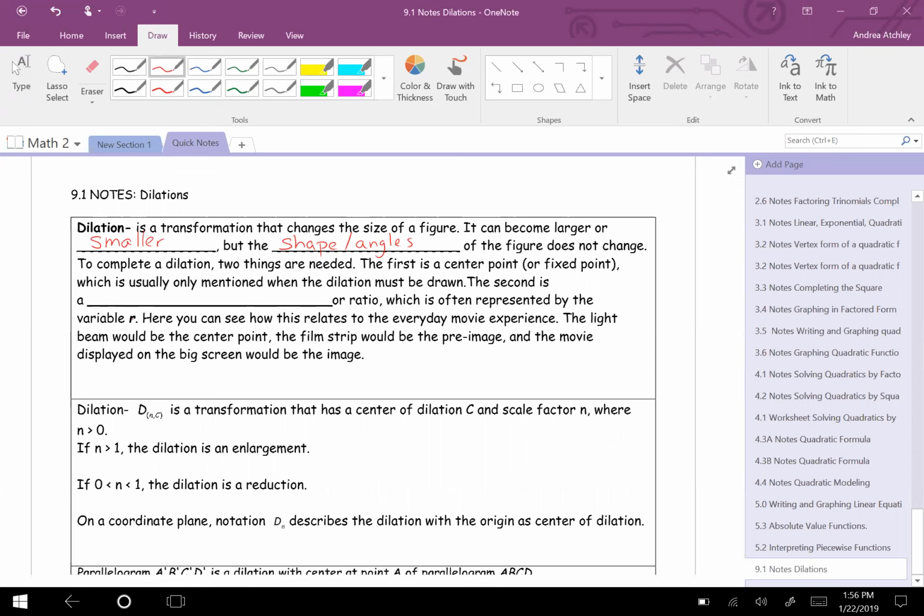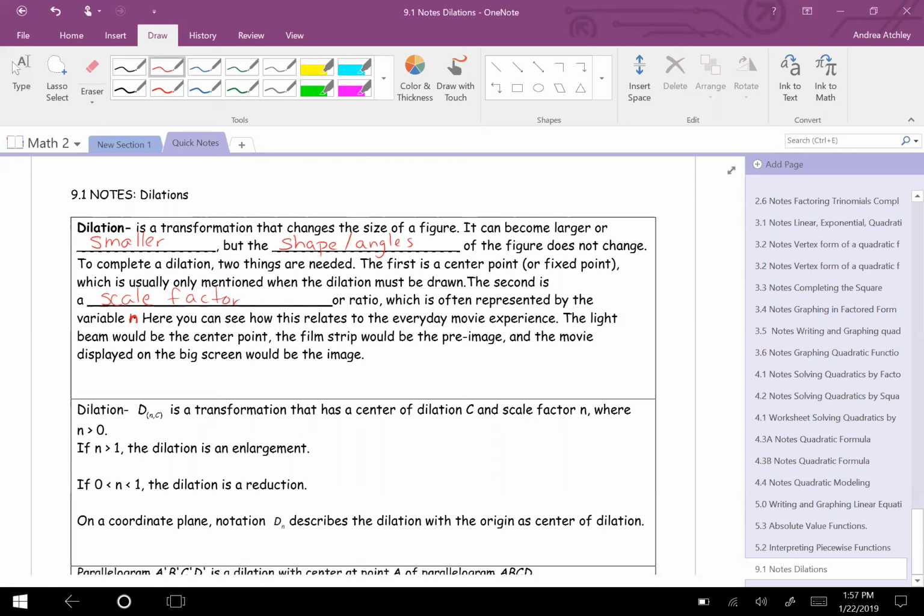Here you can see how this relates to everyday movie experience. Currently you see my projector projecting. This is a dilation of what's on my screen. It's taking what's on my screen and when it projects it, it enlarges it, probably by like 10, maybe 20. So the scale factor would be how much bigger this is than what I have on my screen. It doesn't change the shape. It's still a rectangle on my screen. The dimensions just got bigger.